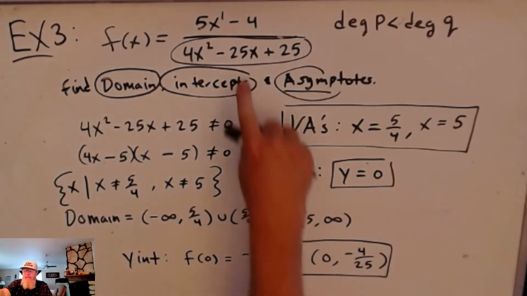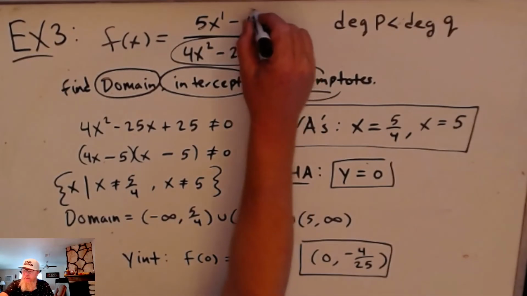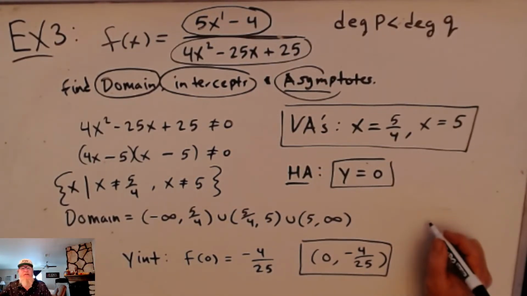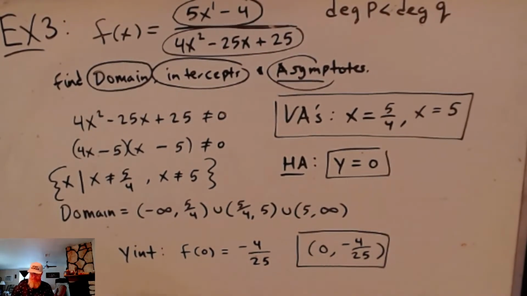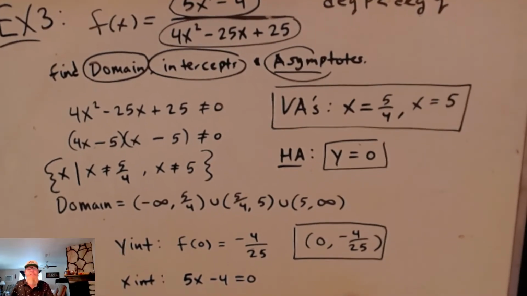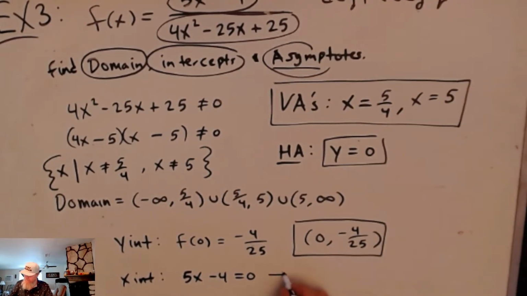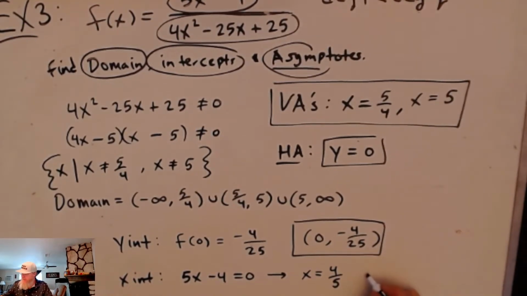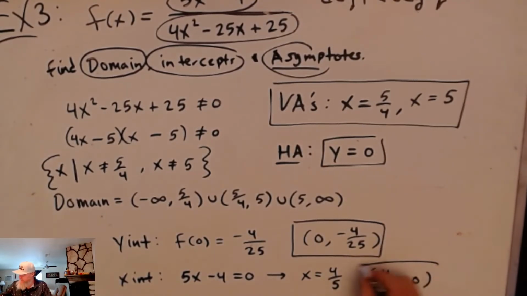And then the x-intercept, notice there's only 1. So for the x-intercept, we're going to set the numerator equal to 0 and solve it. You're going to get 4/5. So your answer is 4/5, 0.